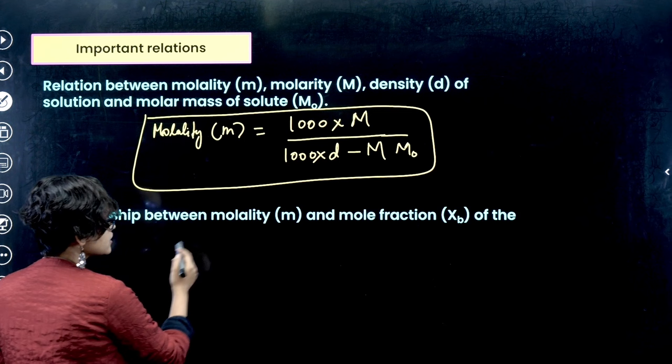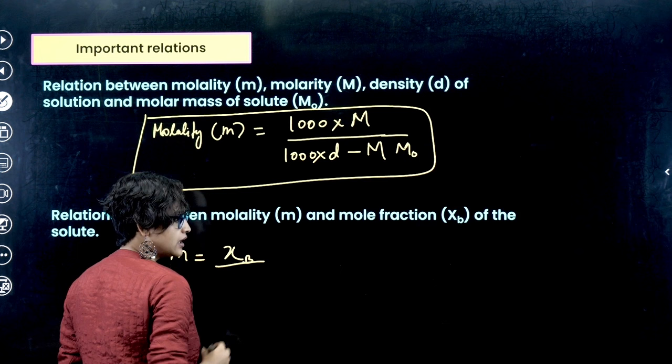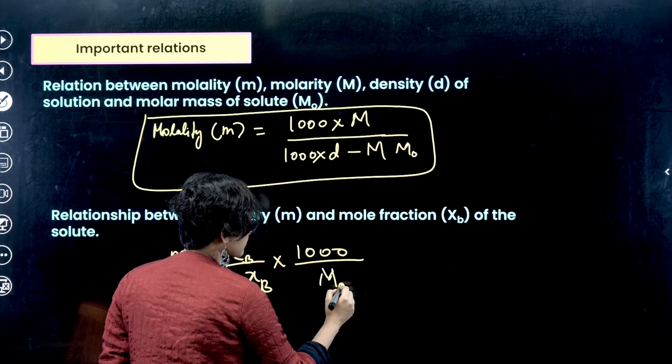Now, relationship between molality and mole fraction chi B of the solute. How do we do it? So, m is equal to chi B divided by 1 minus chi B, multiplied with 1000 divided by M A, the molar mass of solvent.